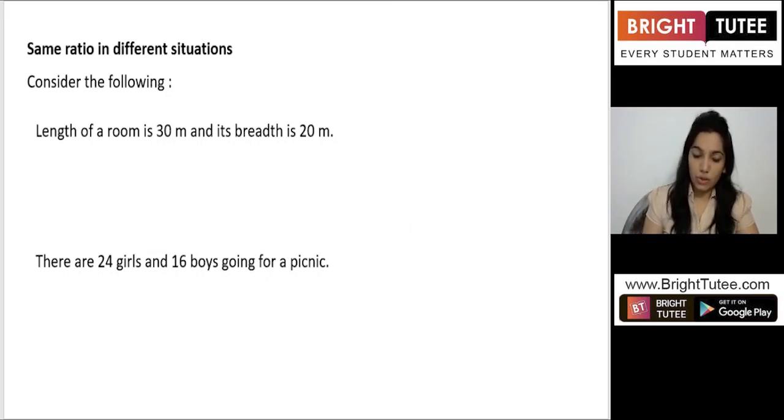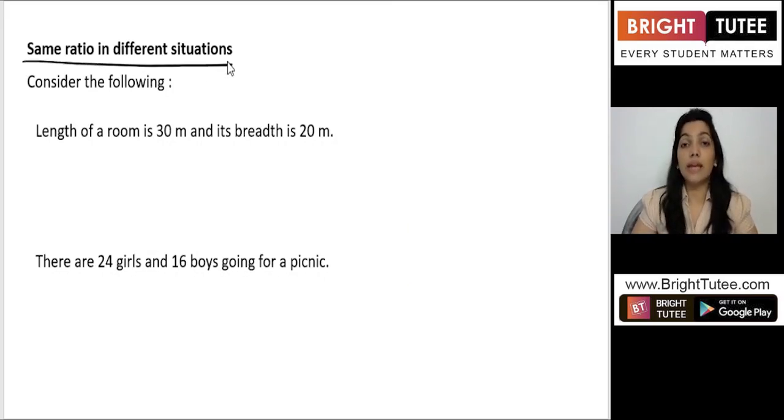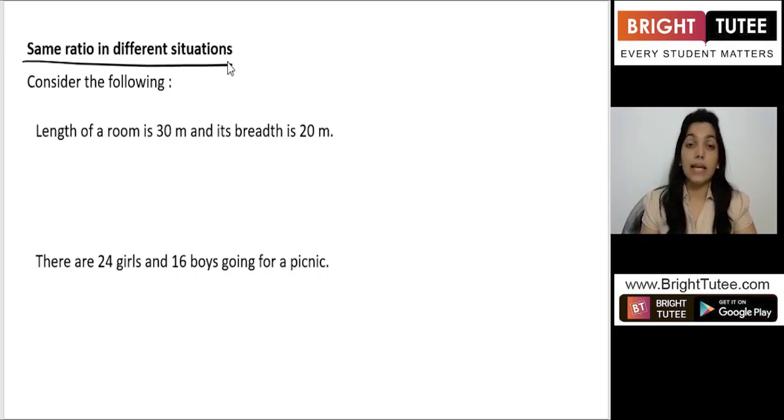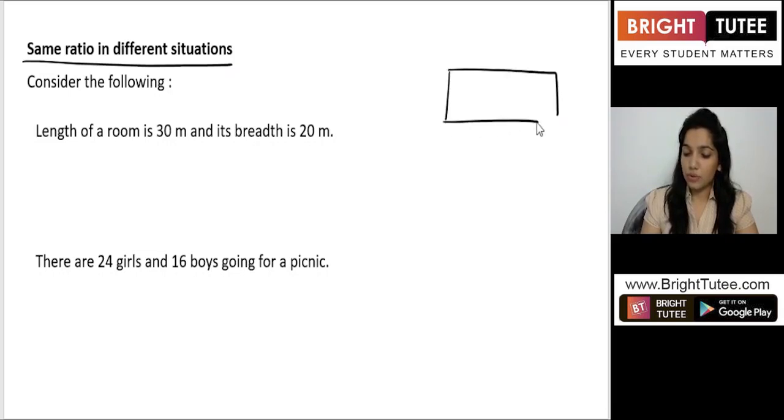Moving ahead, now it says same ratio in different situations. Okay, now what are we going to see? We are going to see how the same ratio can reflect different situations. Let us consider the given example. It says length of a room is 30 meters and the breadth of the room is 20 meters. So it is a rectangular room which has 30 meters as its length and 20 meters as its breadth.